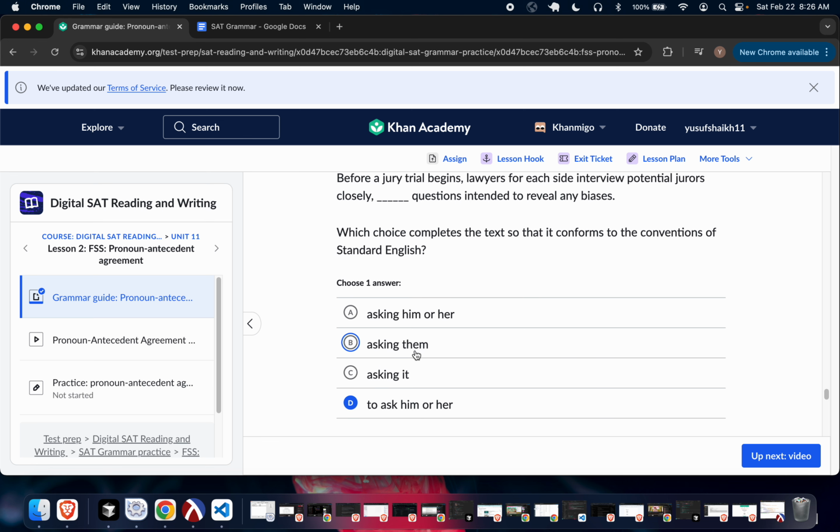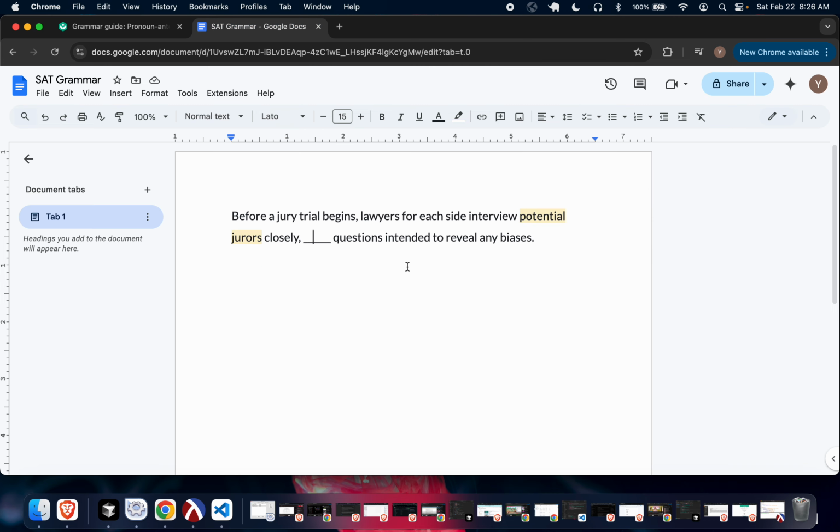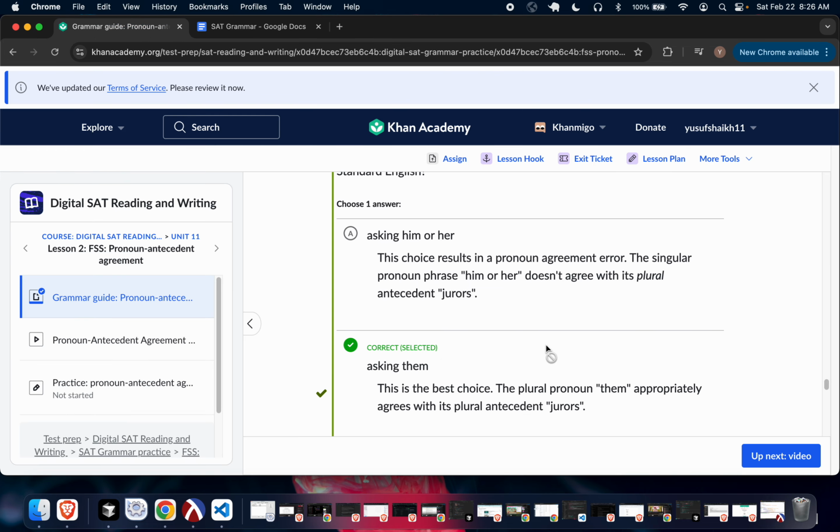So we can narrow this down to asking them or asking it. Now asking it doesn't make much sense, because potential jurors is plural. If I say lawyers for each side interview potential jurors closely, asking it questions, no, that doesn't make sense. It would make more sense to say asking them questions, because this way we're accounting for the plural in potential jurors, and asking them is also a gender neutral pronoun, so we won't run into any issues there. So asking them would be the correct answer.